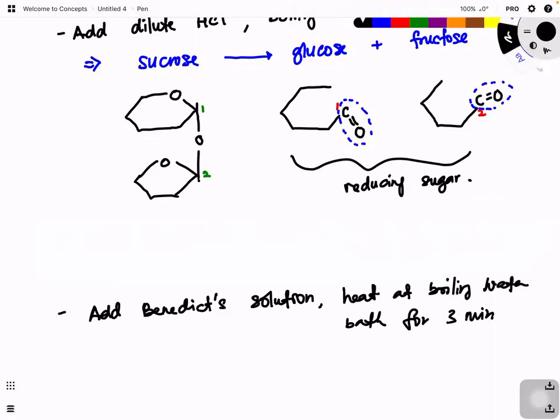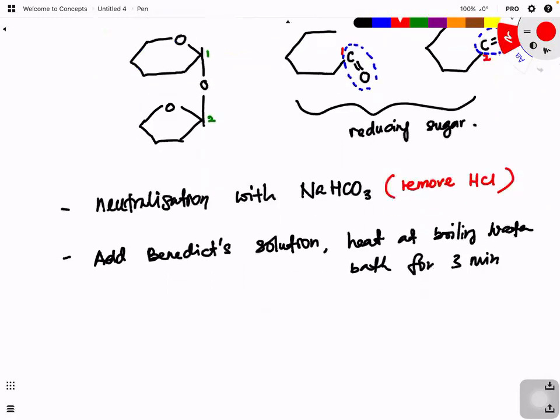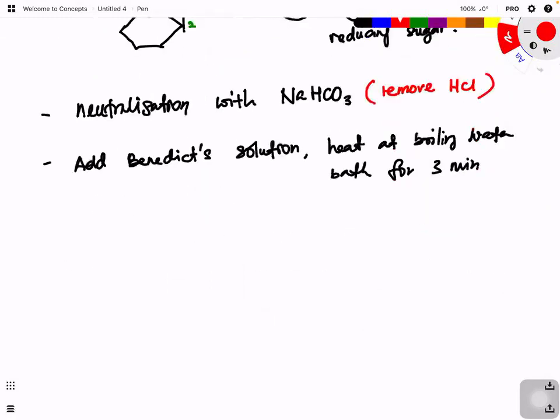Okay, so before that, we need to have a neutralization with sodium bicarbonate. So what is the function of this? Because we want to remove or neutralize the HCl, because the Benedict reagent works best at alkaline conditions. So we add bit by bit until no bubbling takes place. Then we add the Benedict solution, and we heat it in the boiling water bath for 3 minutes.